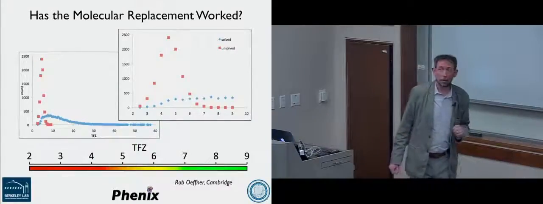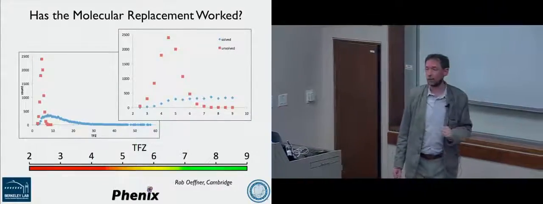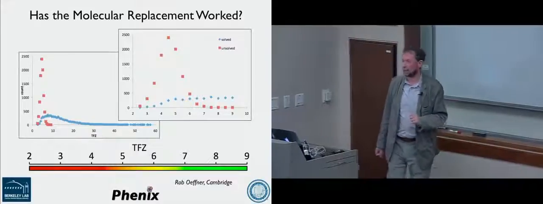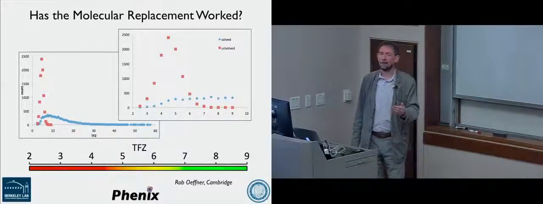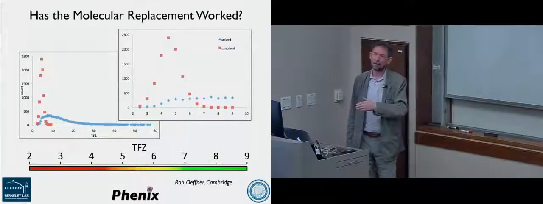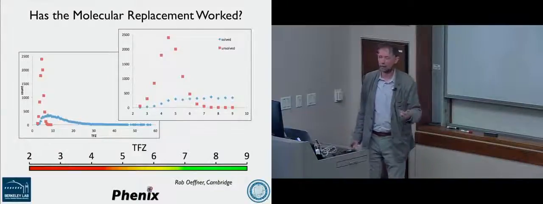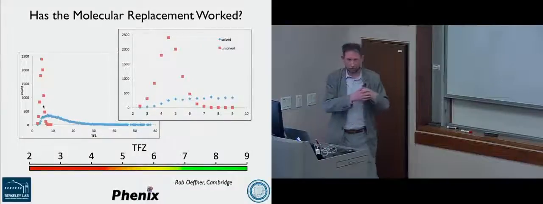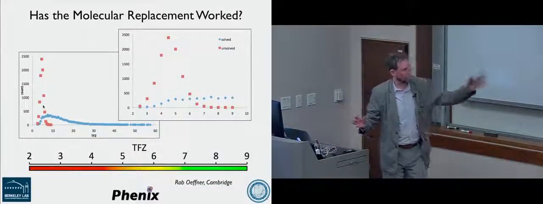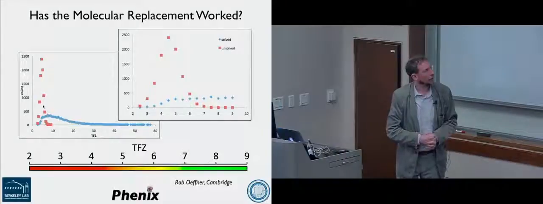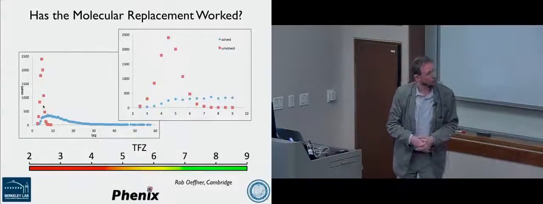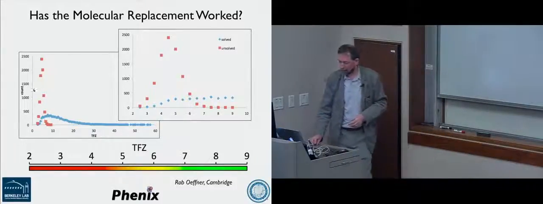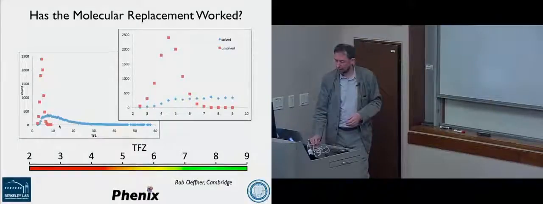Okay, so how do you know if molecular replacement has worked? I mean, this is a common problem. You do it, it's either very clear that it's worked or you don't know. So Rob Oeffner in Randy's group in Cambridge did a whole set of thousands of molecular replacement problems, and then did a statistical analysis. And this shows you on the left here the things divided out into failures in red and successes in blue.